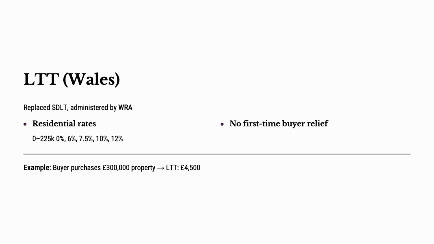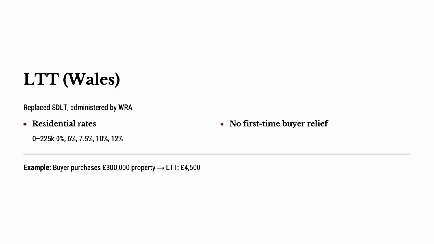Of course, LTT, we call it, Land Transaction Tax, which replaced SDLT in Wales and is administered by the Welsh Revenue Authority. The structure is similar to SDLT, but the rates and bands are different. For residential property in Wales, 0% on the first 225,000, but 6%, 7.5%, 10% and 12% on higher bands, as we have talked about. Importantly, there is no first-time buyer relief in Wales, so first-time buyers in Wales pay the standard rate, unlike in England, where they get preferential treatment.